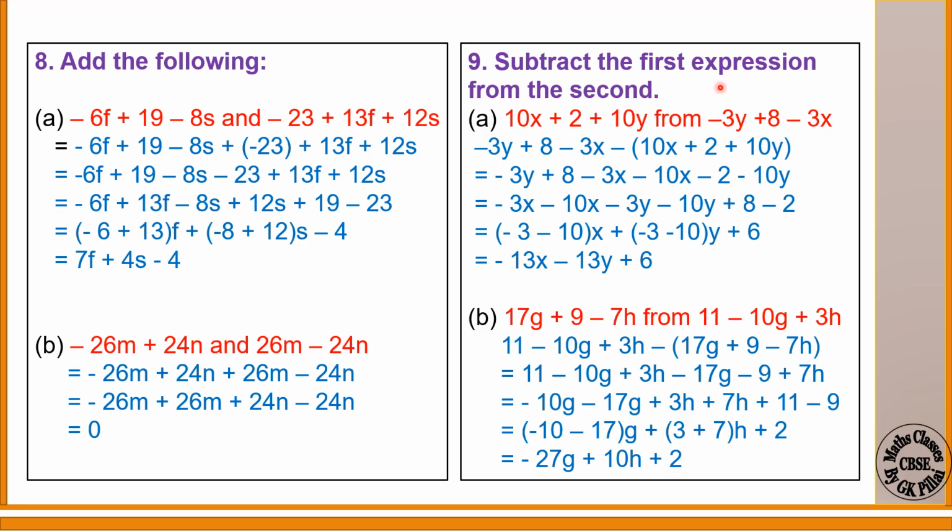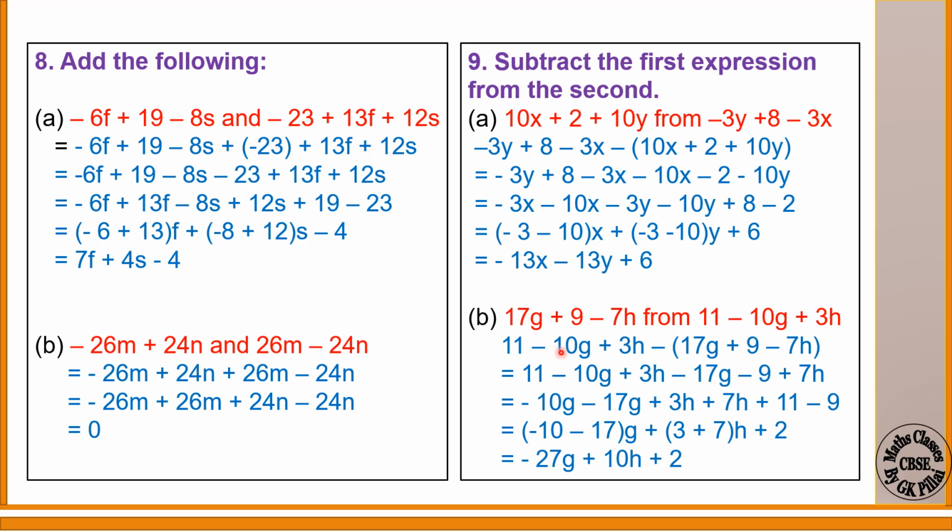Now subtract the first expression from the second. So this from this. First you write this, put a minus sign and write this one in the bracket. Open the bracket, changing the signs. Now you combine the like terms: minus 3x minus 10x, minus 3y minus 10y, and these two numerals. Now when simplified, it will be minus 13x minus 13y plus 6.